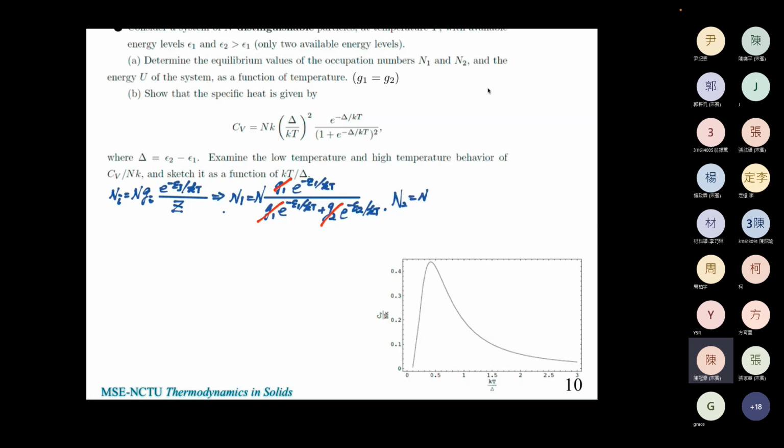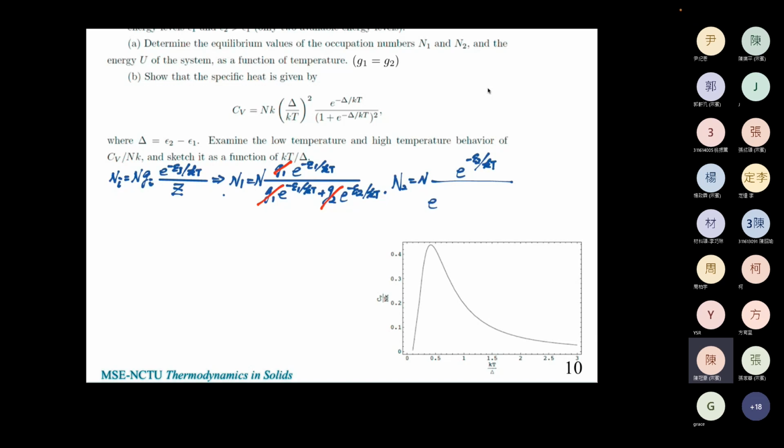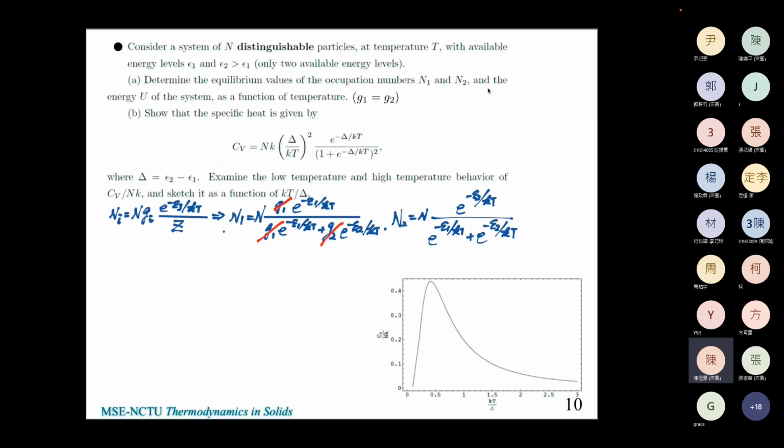Okay, N exponential minus epsilon 2 kt, exponential minus epsilon 1 kt plus exponential minus epsilon 2 kt. So this is what N2 looks like. And I need to emphasize this is the sum over states.